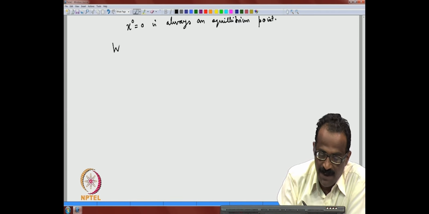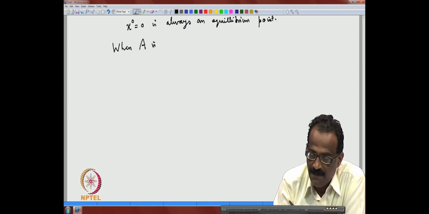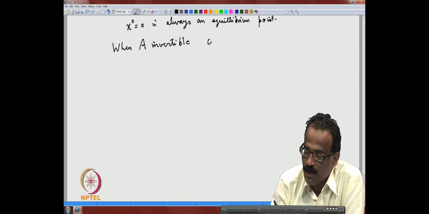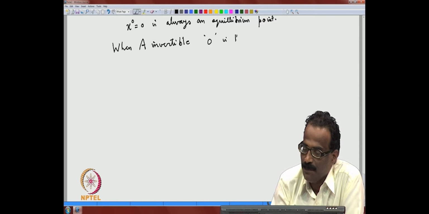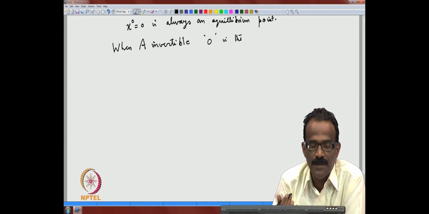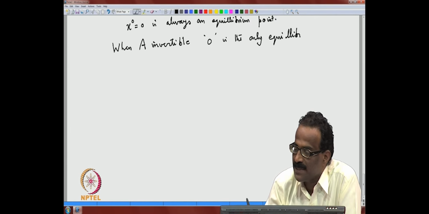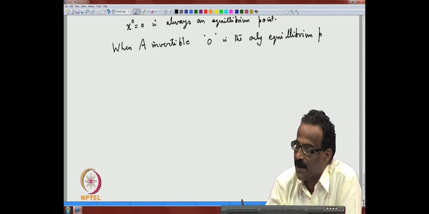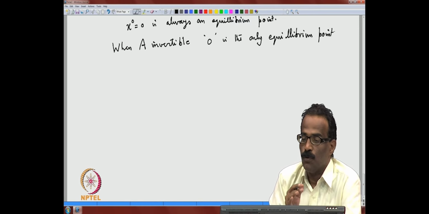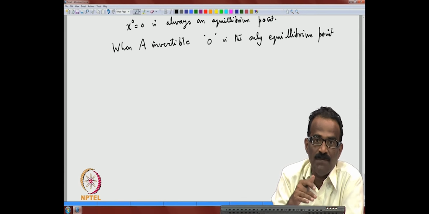And when A is invertible, and this is the case we are going to consider, 0 is the only equilibrium point, because if Ax naught equal to 0 and A is invertible, x naught will be 0. So, if A is invertible, 0 is the only equilibrium point. You will see more examples in the next class. Therefore, if you start a solution at the origin at time t naught, the solution will remain there.